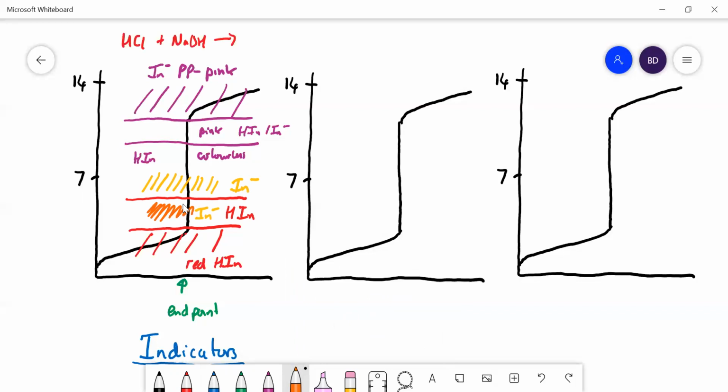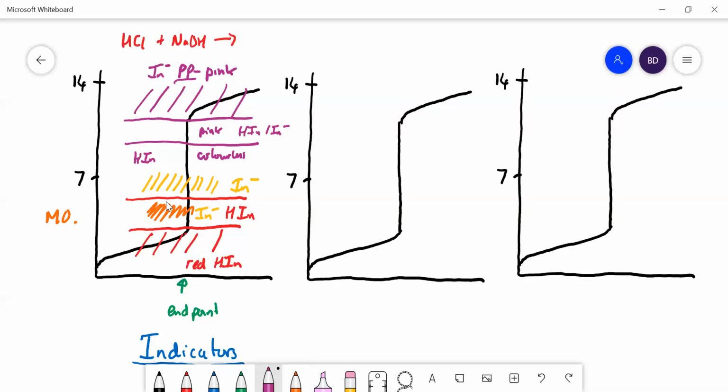So with hydrochloric acid and sodium hydroxide, you can use either methyl orange, MO, or you can use phenolphthalein. Either one will work. You'll get a very rapid color change. You add one drop and the color will shoot from the acidic color right through to the alkaline color. It's a very easy, very distinct endpoint. And the endpoint is there.